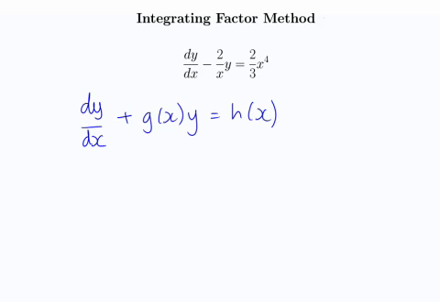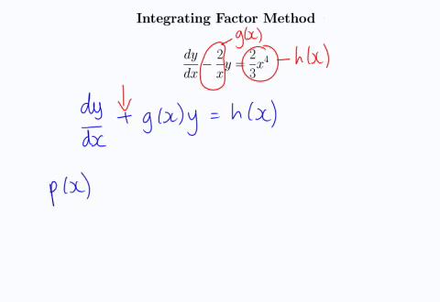And hopefully you can see that what I have multiplying the y, which is g of x in my notation, in this case is minus 2 over x. The negative sign has to be included in the g of x because of the plus sign in that form there. And also on the right hand side I've got h of x, which is 2/3 of x to the 4. So I've got my equation in the right form, and in order to use this method, the first thing I have to do is find the integrating factor.